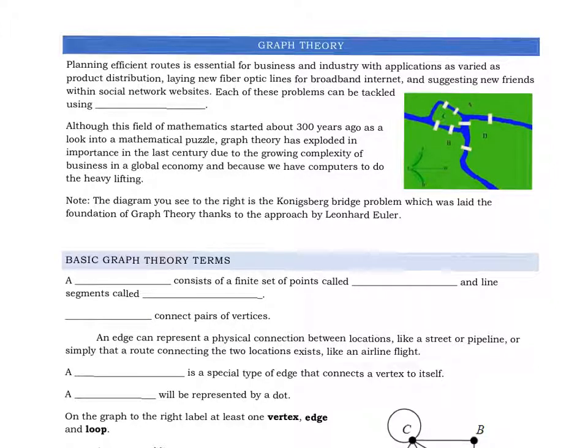Graph Theory, page 1, and I do apologize for my voice.